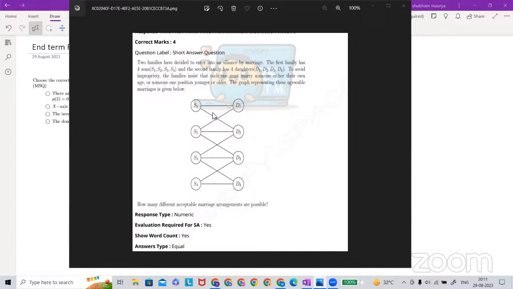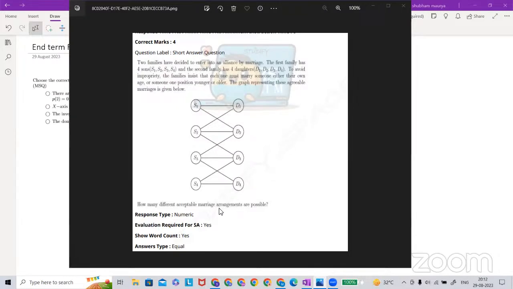So here the possibility is being asked, no? Here the exact number is not being asked, that he is going to marry one girl or one daughter. The question asks how many different acceptable marriage arrangements are possible. An arrangement is being asked. S1 can marry D1 and D2, that's fine. But can S1 marry D3 or D4, that's the question. S2 can marry D1, D2, D3, that's one thing. But can S2 marry D4 or not.